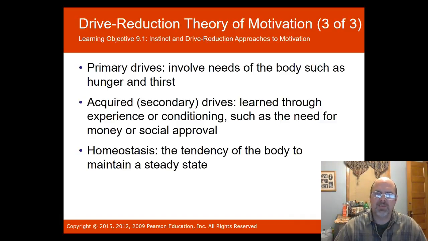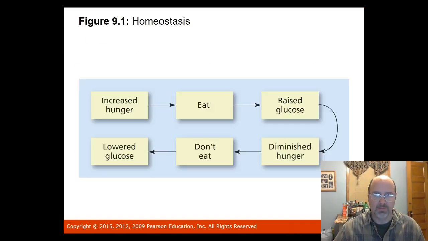Homeostasis is the tendency of the body to maintain a steady state. Here's an example of homeostasis. In homeostasis, the body maintains balance in the body's physical states. Note this example. We have increased hunger, so we eat. As we eat, it raises the glucose level, and it thus diminishes our drive for hunger. Then we don't eat, and then it lowers our glucose. Okay, and then the cycle continues.